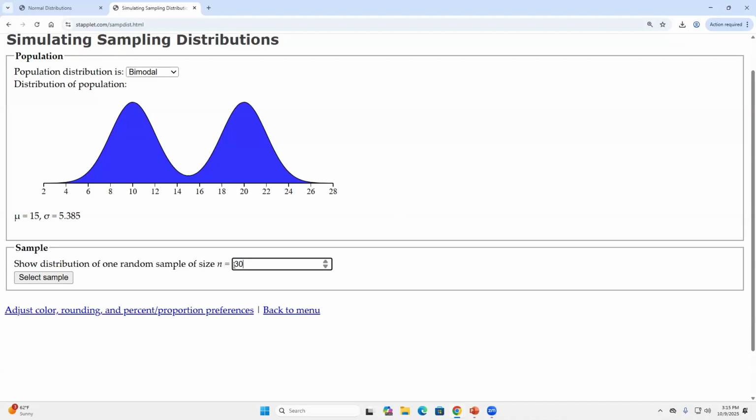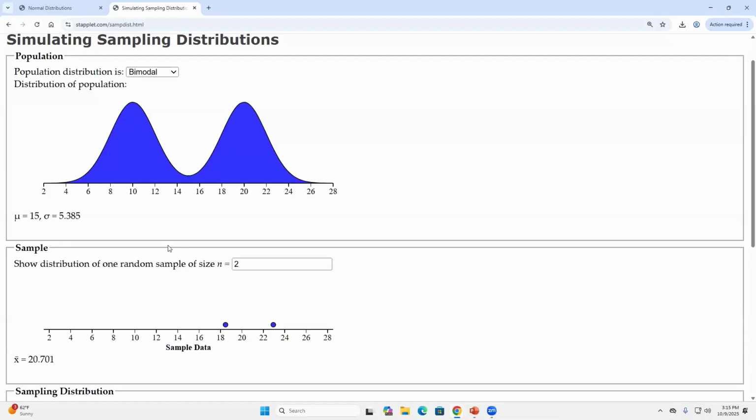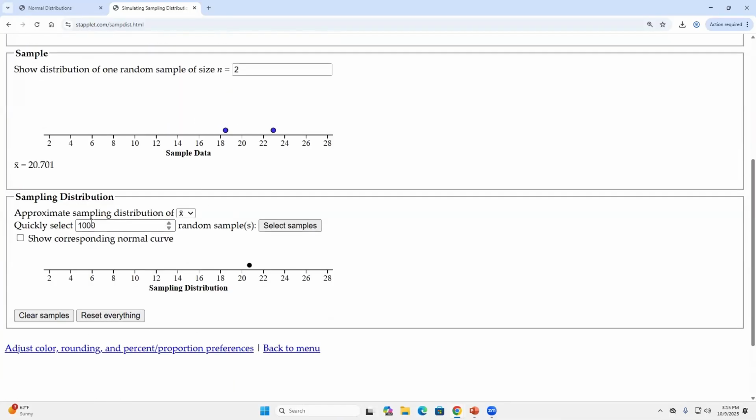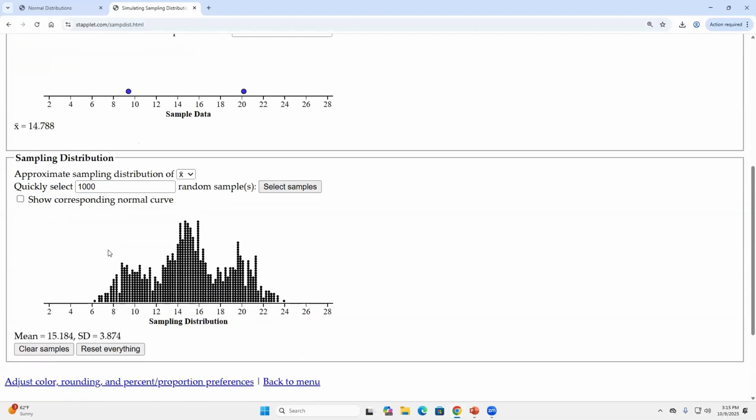So one thing that kind of surprised me on the bimodal distribution is I was playing around with this earlier and I decided to see, well, what about the smallest possible sample that's still a sample size of 2? What does that look like? So if you select a sample for a sample size of 2, and then let's quickly build up our sampling distribution with 1,000 random samples, and we'll select those samples here, you get this really weird trimodal distribution.